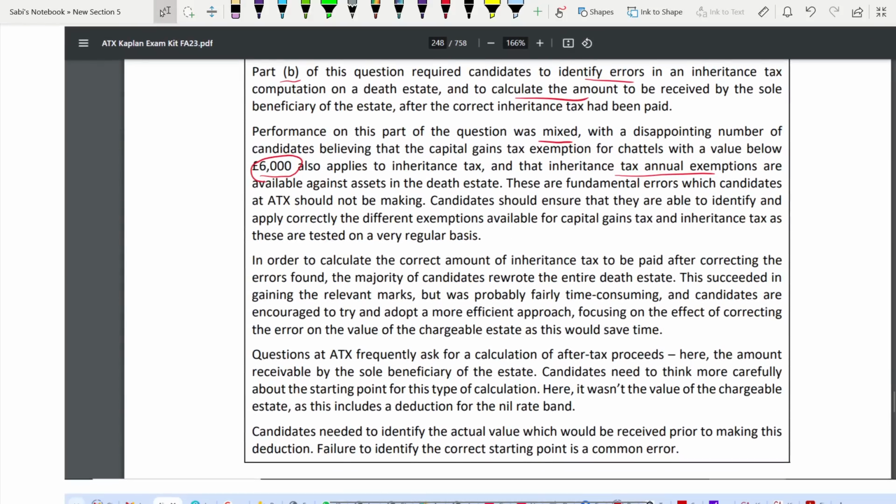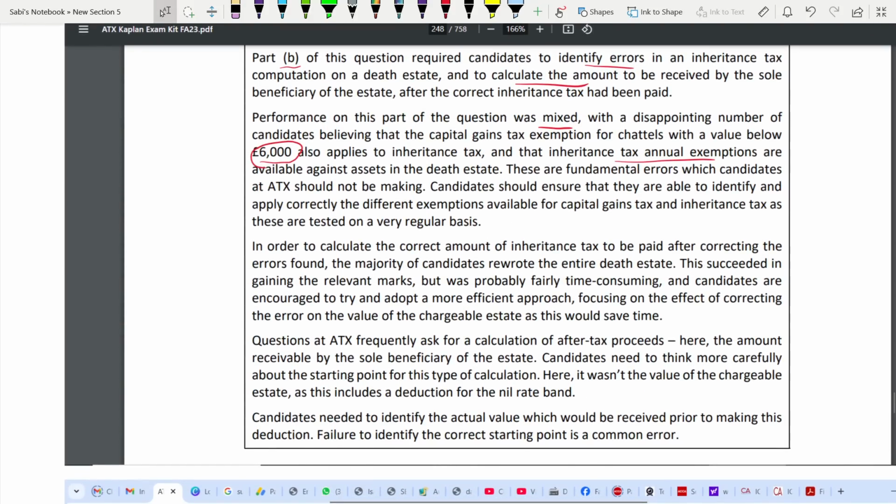Now, what do the students do? After they have calculated the correct amount of inheritance tax, correcting the error, they rewrote the entire death estate. Don't do this. Some marks you might get, but it's time consuming.